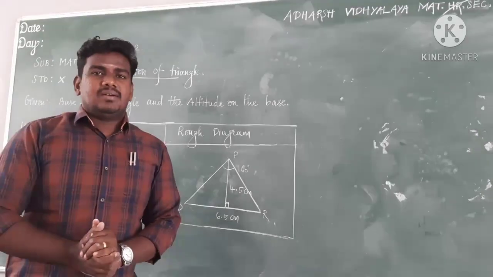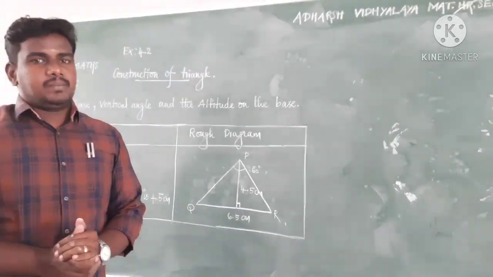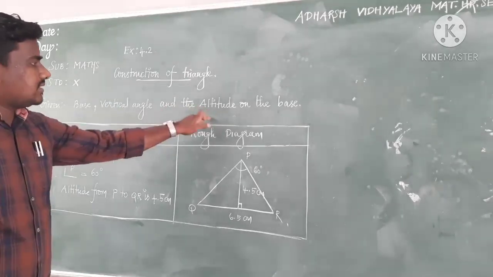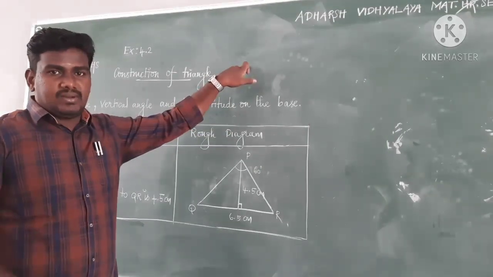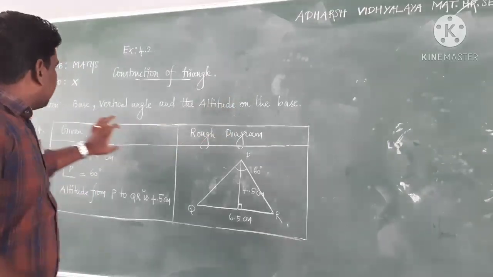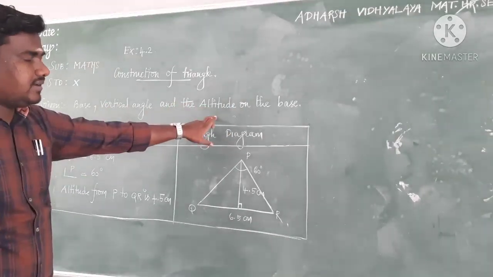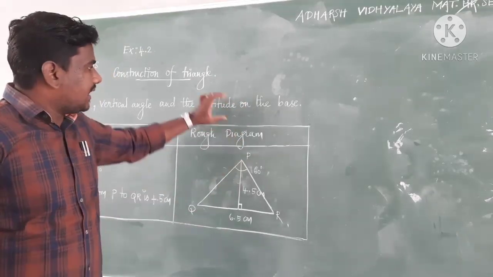In the prior class we learned the construction of a triangle when the base, vertical angle, and instead of this altitude, median were given. Now in this class we are going to construct the triangle when base, vertical angle and altitude are given. So what is meant by an altitude?